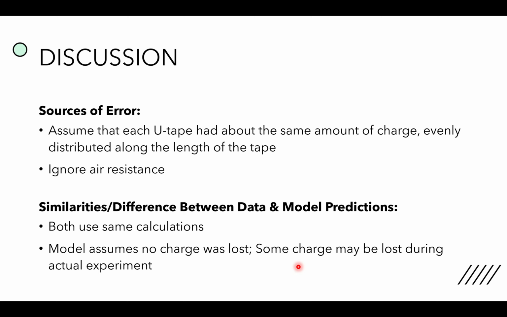My main sources of error were that I assumed each U-tape had about the same amount of charge and that they were evenly distributed, and I also ignored air resistance. Some similarities and differences between my data and model predictions were that I used the same calculations for both. However, my model, my code, assumes that no charge was lost, even though that was probably not the case. So that also contributes to a source of error.